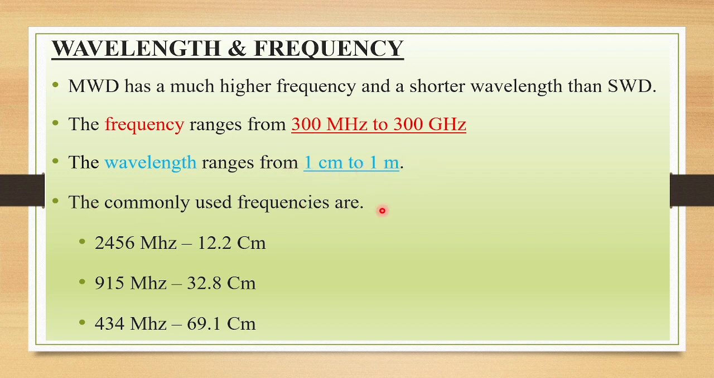The commonly used frequencies are 2456 megahertz with 12.2 centimeter wavelength, 915 megahertz with 32.8 centimeter wavelength, and 434 megahertz with 69.1 centimeter wavelength. So this is the relationship between frequency and wavelength: if the frequency decreases, the wavelength increases, and if the frequency increases, the wavelength decreases.